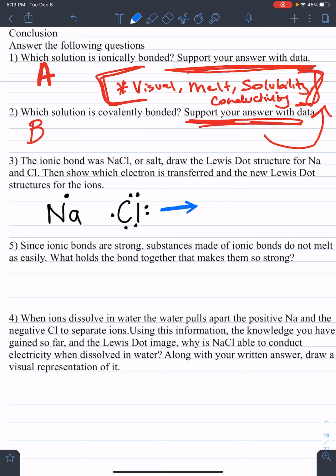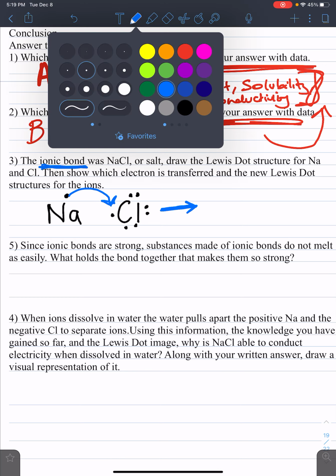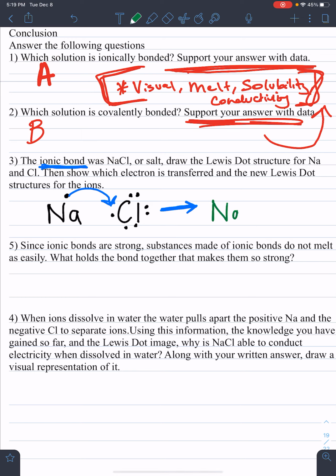So remember, this is doing an ionic bond, and so ionic bonds are when we transfer an electron over. So we're going to transfer that electron over to Cl. So now we have Na, and Na has now lost an electron. Remember, electrons are negative, so Na lost a negative, so it becomes positive. And then you're going to have a Cl, and this Cl, instead of having 7 valence electrons, it now has 8. So it gained a negative electron. So it now has a negative charge.